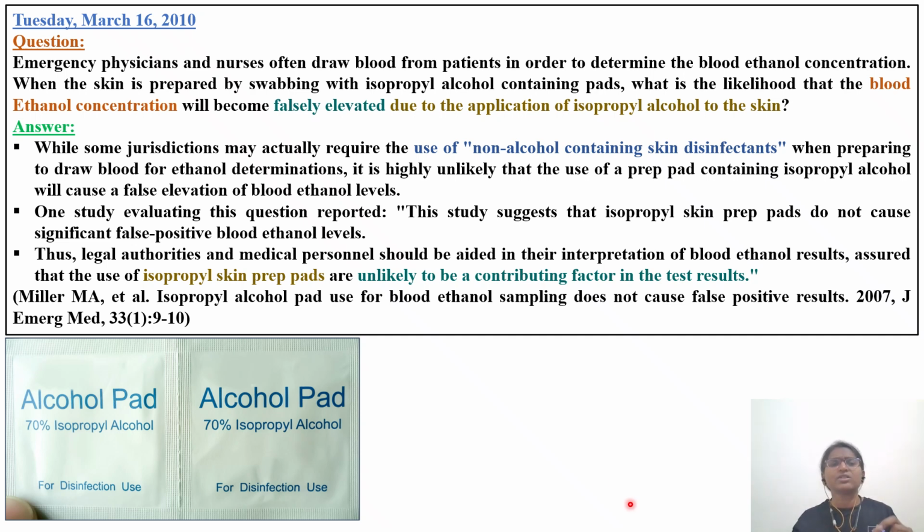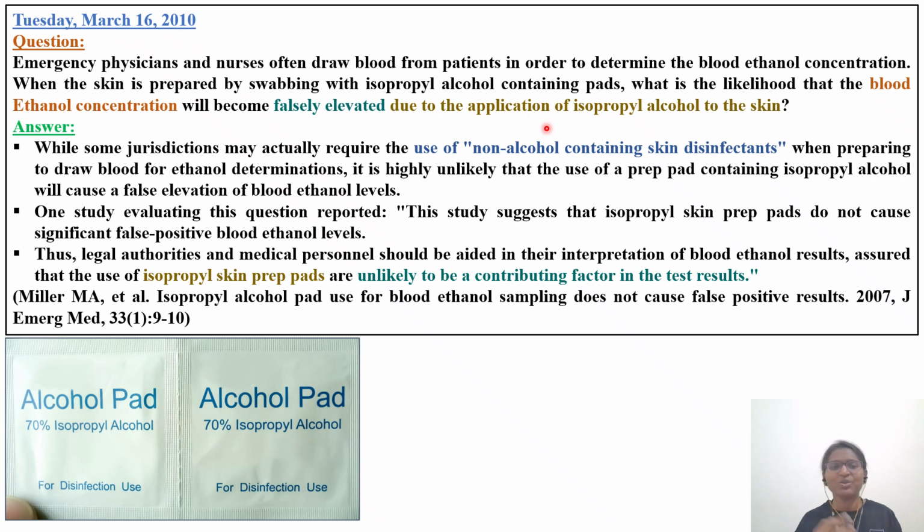Next question is, emergency physicians and nurses often draw blood from patients in order to determine the blood alcohol concentration. When the skin is prepared by swabbing, they rub alcohol. That is why I always say read the Clarke textbook also, where they have given methanol, ethanol, isopropyl alcohol, which is a rubbing alcohol. When the skin is prepared by swabbing with isopropyl alcohol containing pads, what is the likelihood that the blood alcohol concentration will be falsely elevated due to application of isopropyl to the skin? Actually, that is completely negligible.